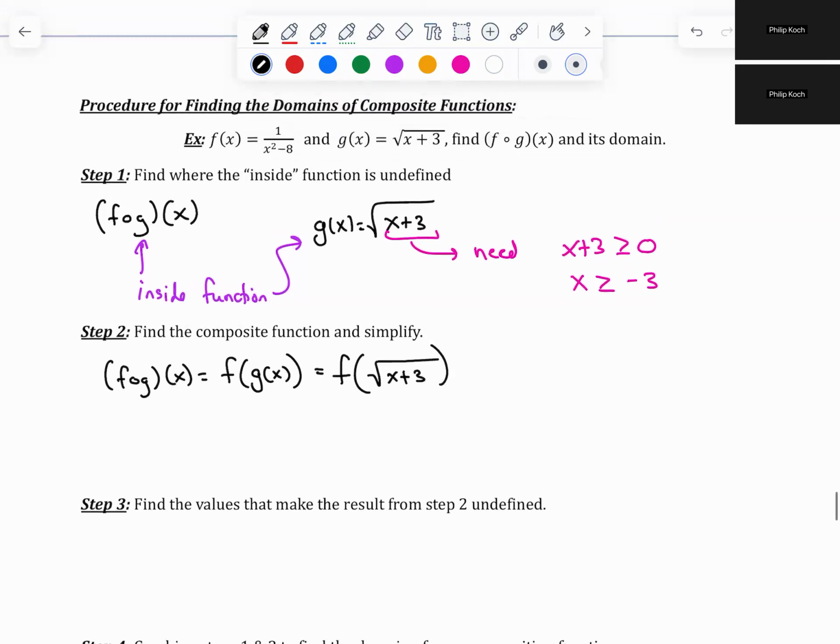And so that means that in f, I'm going to replace every instance of x. There's only one instance of x, it's the x squared, but I'm going to replace every instance of x with the square root of x plus 3. So this becomes 1 over the square root of x plus 3, quantity squared, minus 8. And in that situation, the square root and the square cancel. And we end up with 1 over x plus 3 minus 8, which is 1 over x minus 5.